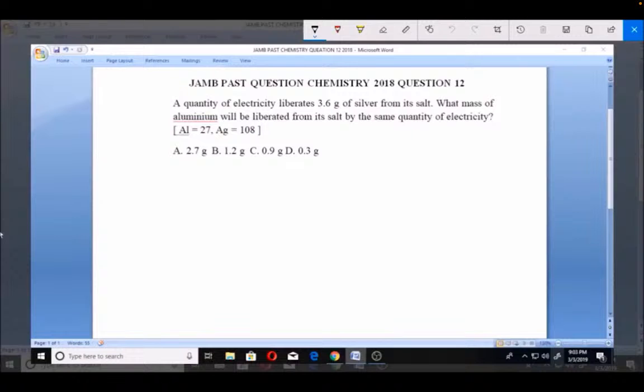Now, whenever you want to solve the problem of electricity and the deposition of metals, first of all, you need to know the number of valence electrons, or the number of electrons needed for such action to occur. So let's say for silver, silver is plus, so we're going to have one electron because it's just one valence.